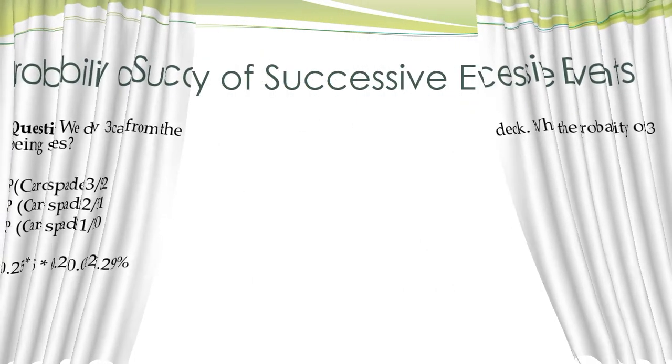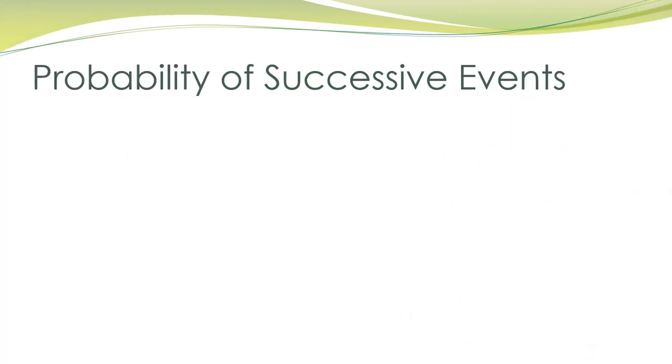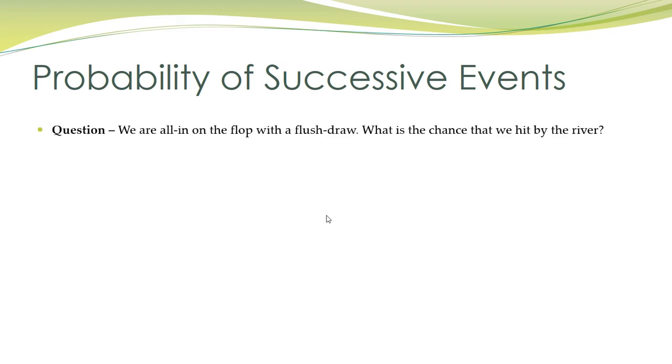Okay, moving on. One final probability of successive events question. This is going to be the hardest. You may not be able to solve this on your own unless you already have some prior experience with probabilities, in which case it should be reasonably straightforward for you. So we are all in on the flop with a flush draw. What is the chance that we hit by the river? Now, of course, most of us already have a way of calculating this that doesn't involve using the method we're looking at, which is to use a 2 times and 4 times rule. So most of us know if we have 9 outs on the flop, what is our chance of hitting by the river? We know it's going to be roughly 36% of the time, although not exactly.